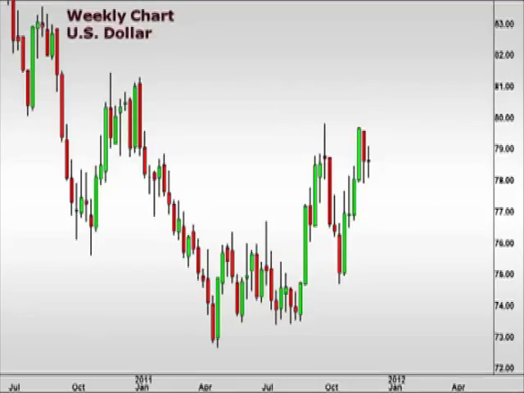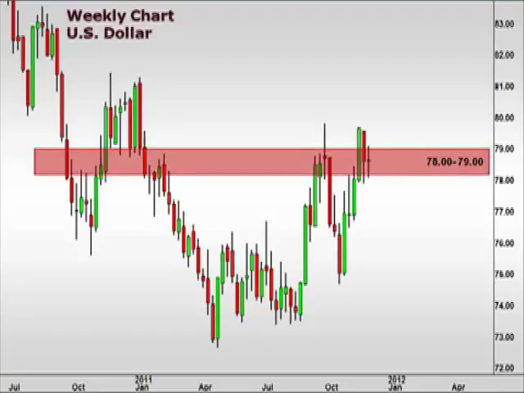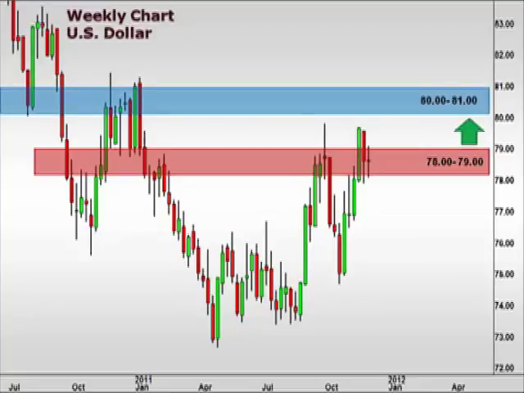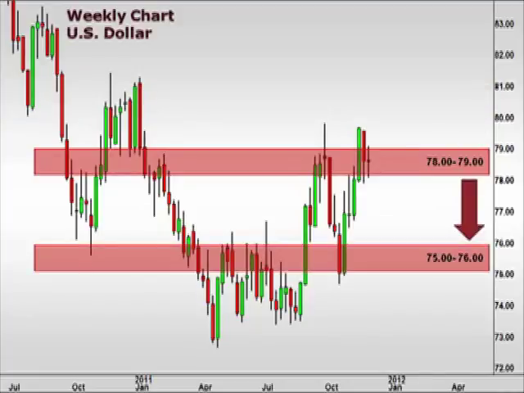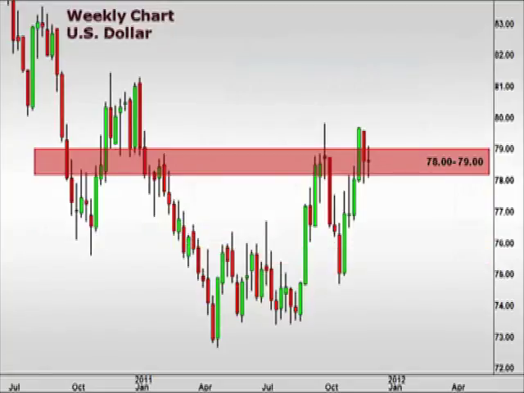Let's start off with a weekly chart of the US dollar index. This is a great way to gain perspective as to how the US dollar has been trading against a basket of currencies. Well, the US dollar index was quite indecisive last week leading into the EU summit. 78-79 still holds as support, and a break above 79 should lend credibility to a retest of this 80-81 focal zone. A break below 78 opens the window for a retest of 75-76.